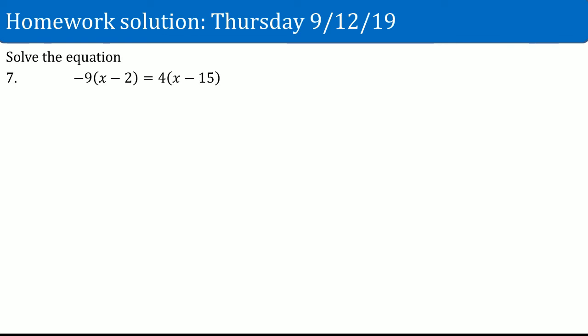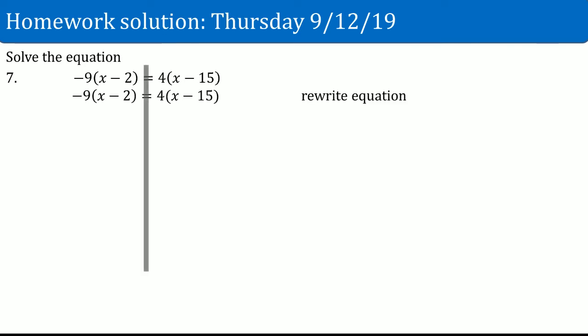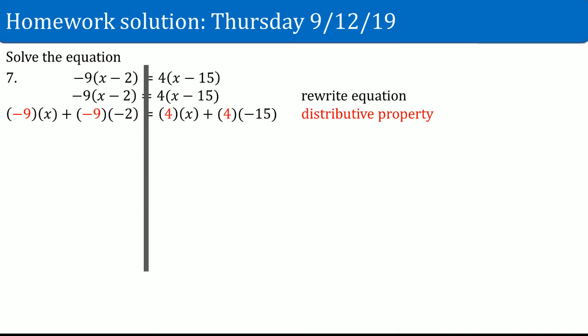So the first thing, you have the equation, so you rewrite the equation, you draw a line straight down, you see a parentheses, so deal with the parentheses, so you have to distribute. The -9 is going to be distributed to the x. That's what happens here. The -9 is going to be distributed to the -2. That's what's happened here. 4 is going to be multiplied to x. That's what's happened here. And 4 times -15 is going to happen here.